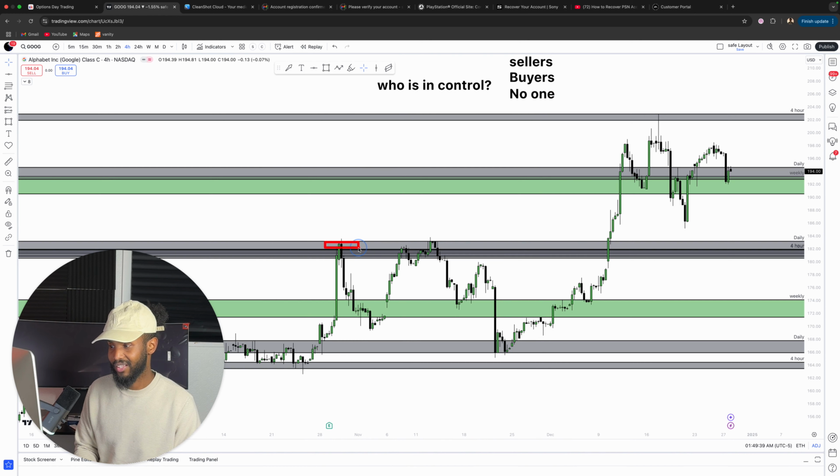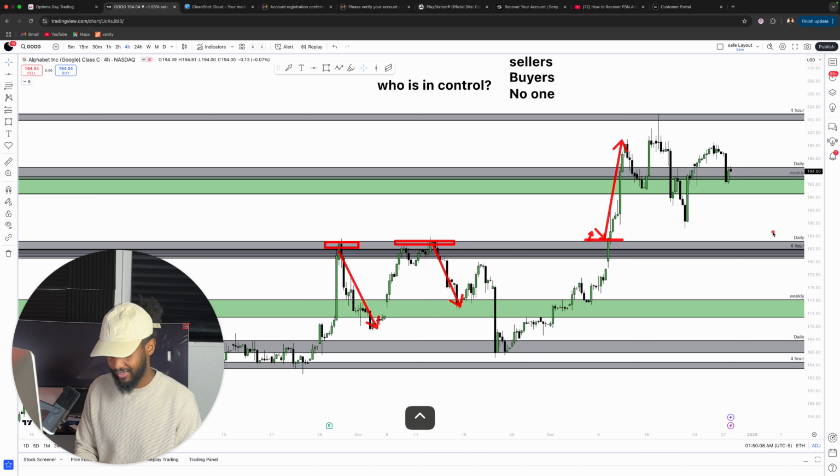So we have this level right here, which is an old resistance zone, an old level that sellers were able to control. So we can see we came to this level, sellers sold us off. We came to this level, sellers sold us off. And then we saw this nice break right here. So we've seen the break above this demand zone. And at this very level, buyers finally took control of Google. So buyers took control, broke us higher.